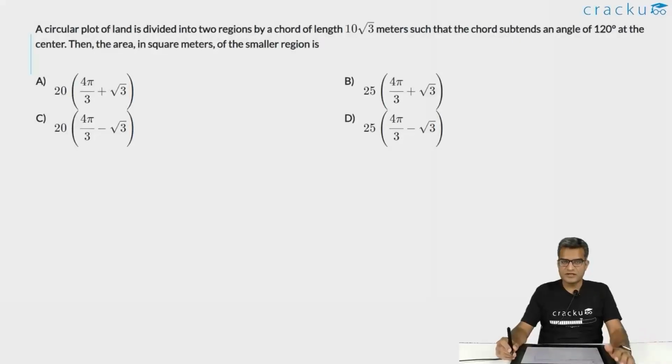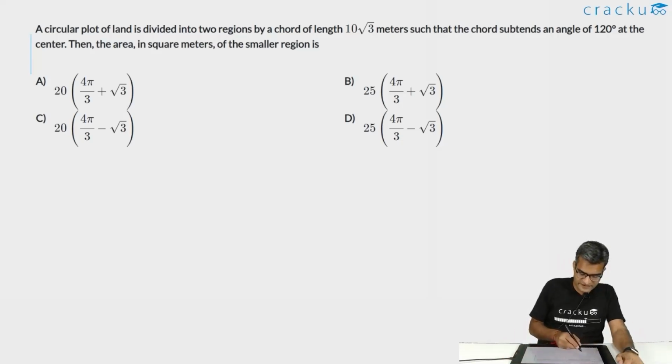In this question, we are told that there is a circular plot of land. This is divided into 2 regions. The chord length is 10 root 3 meters and the chord subtends an angle of 120 degrees at the center. Then the area in square meters of the smaller region is. So we have a circle.